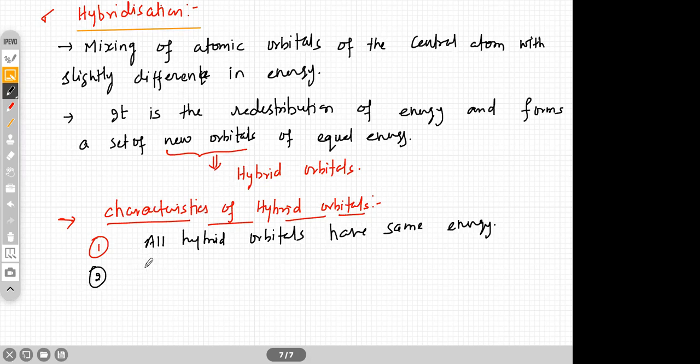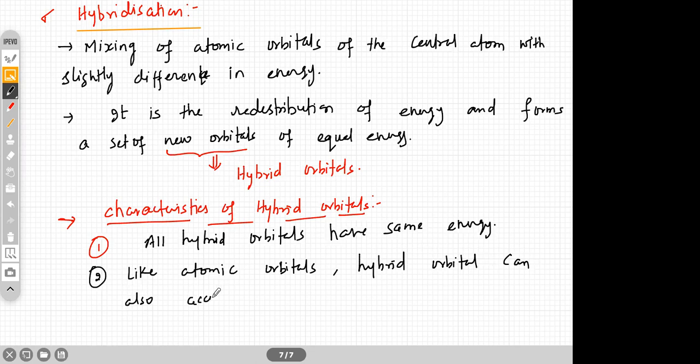Like atomic orbitals, hybrid orbital can also accommodate maximum of 2 electrons. More than 2 is not possible. Just a second, Aditya, I'll explain, wait.